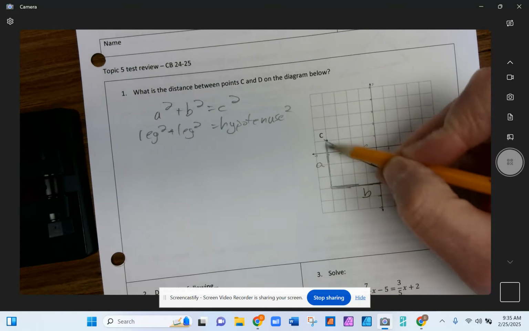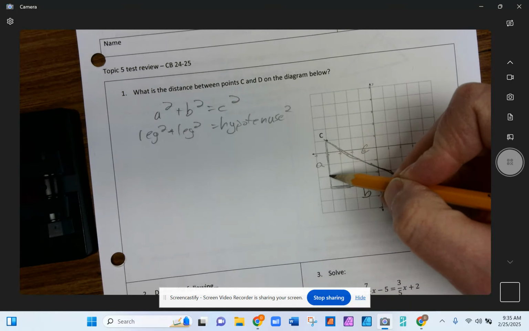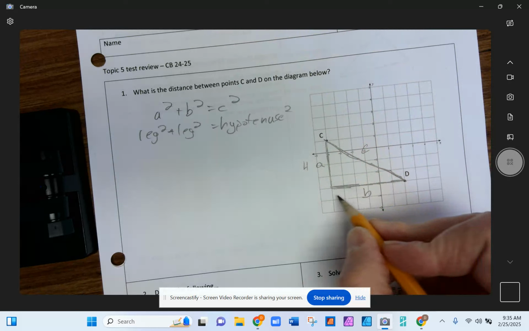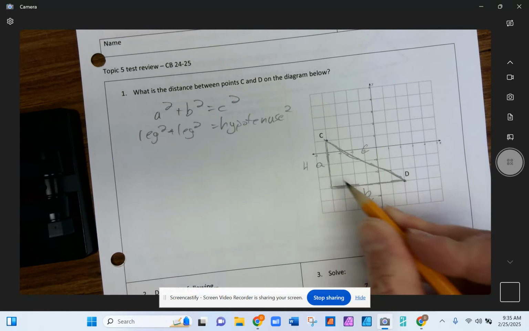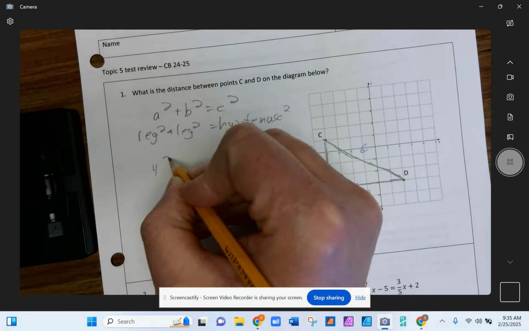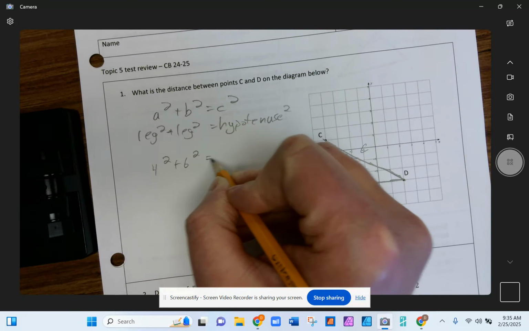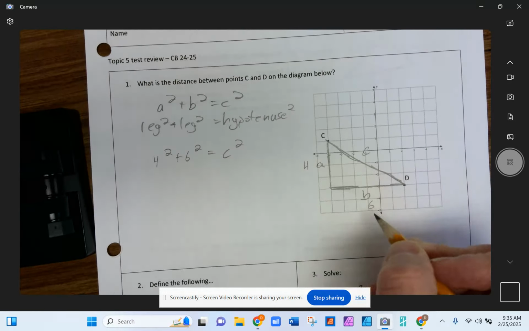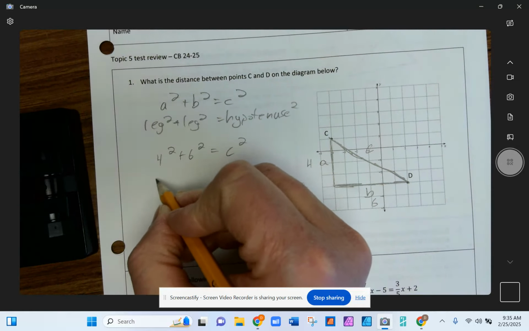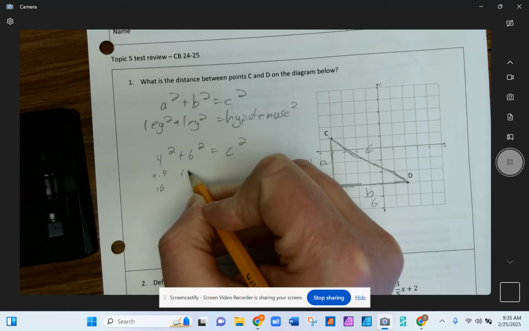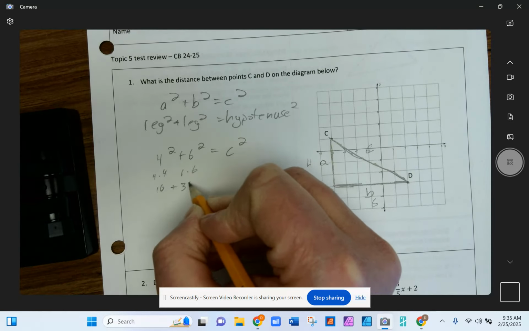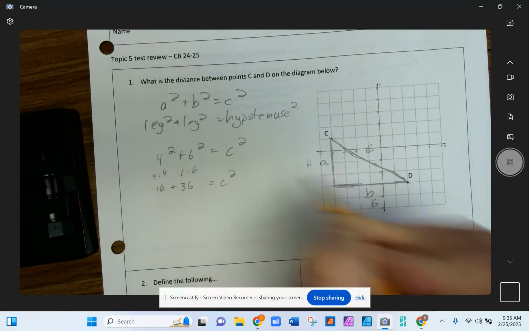So then the distance here, we'll just count it on the grid. So 1, 2, 3, 4. So that's 4 by 1, 2, 3, 4, 5, 6 right here. So 4 and 6. 4 squared plus 6 squared equals that hypotenuse, which is that long diagonal side, that's c squared. 4 squared is 4 times 4, which is 16. 6 times 6 is 36. And then we bring down that c squared.